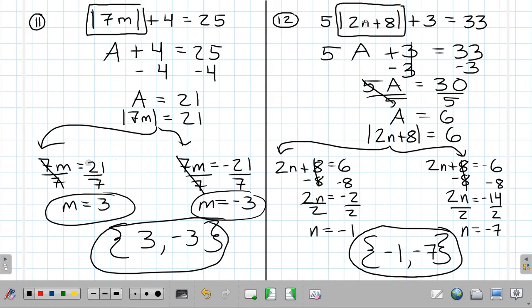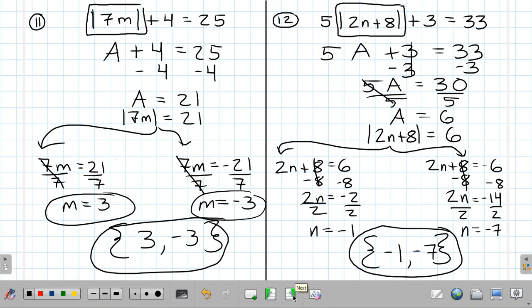2 times negative 1 is negative 2. Negative 2 plus 8 is 6. Absolute value of 6 is 6. 5 times 6 is 30. 30 plus 3 is 33. Plug in negative 7. 2 times negative 7 is negative 14. Negative 14 plus 8 is negative 6. Absolute value of negative 6 is 6. 5 times 6 is 30, plus 3 is 33.